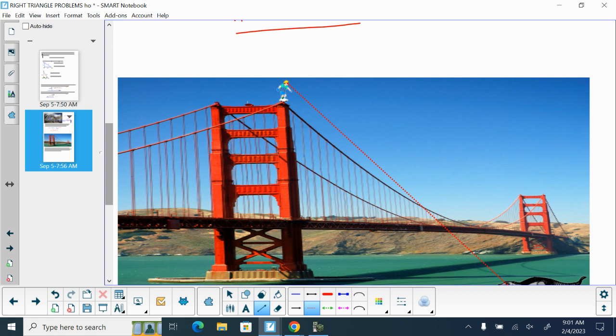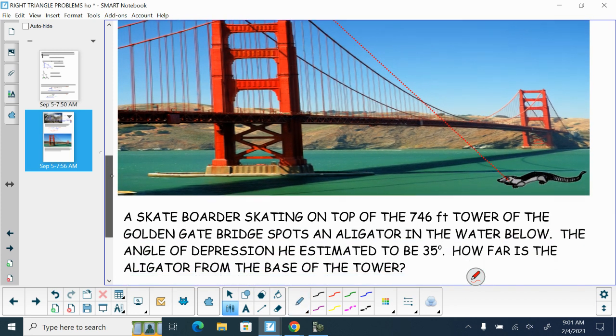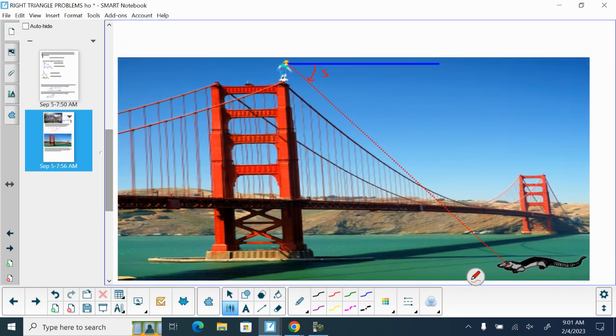So this is what you have to really watch out for, because the angle of depression is the angle formed by the horizontal line of sight and the line of sight to the object below. So this here is your angle of depression of 35 degrees. We know the height of this tower, and we want to know what is the distance Wally Gator is from the tower.